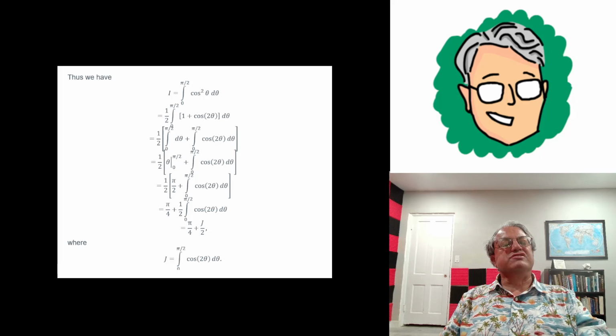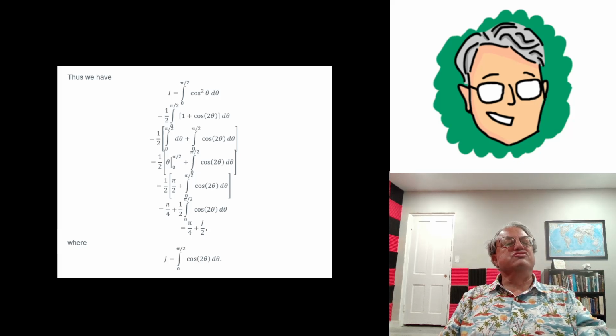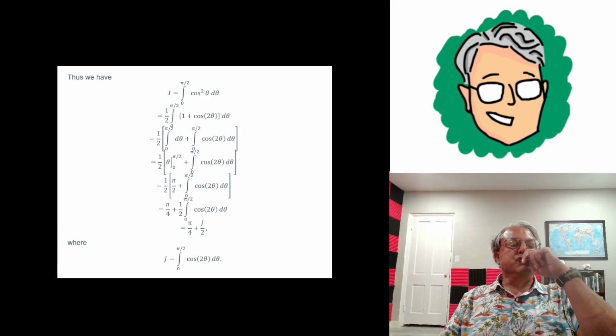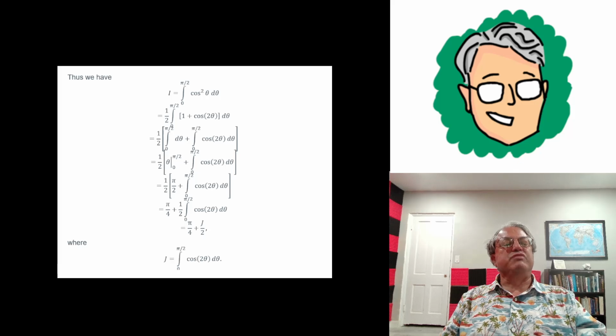Cosine squared theta is 1 plus cosine of 2 theta all over 2, so we can factor out 1/2. And then we just get the integral of 1 plus cosine 2 theta, theta going from 0 to pi over 2. Since integration is linear, whenever you're integrating a sum, that's just a sum of integrals. So the integral of d theta just gives you theta evaluated between 0 and pi over 2, that's just pi over 2. So we're going to get pi over 4 because we're multiplying by 1/2.